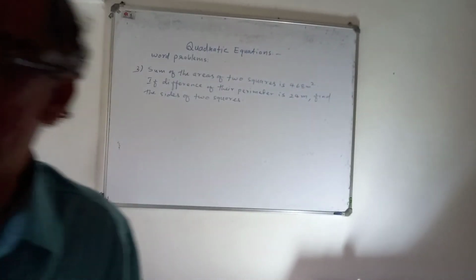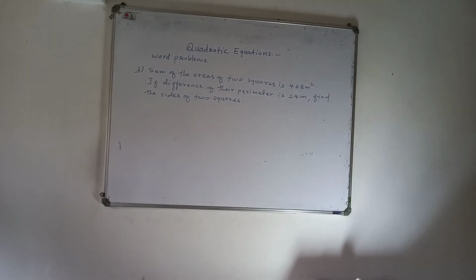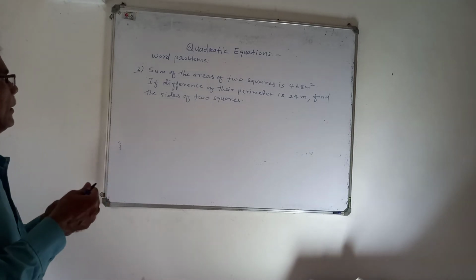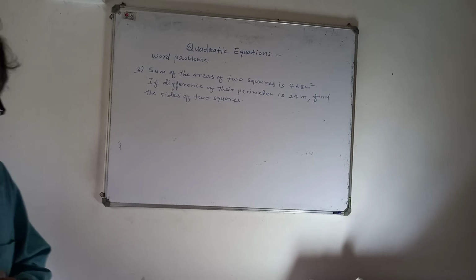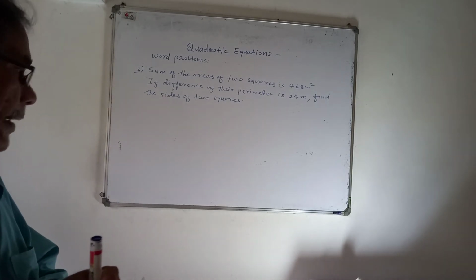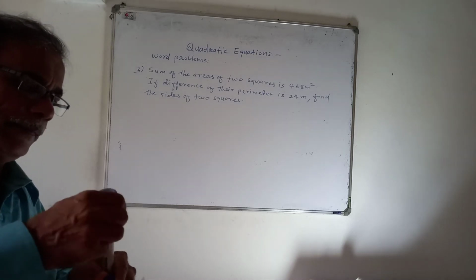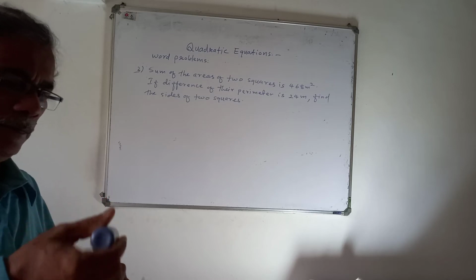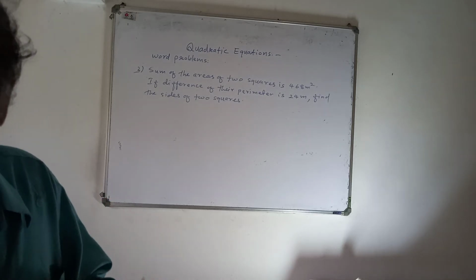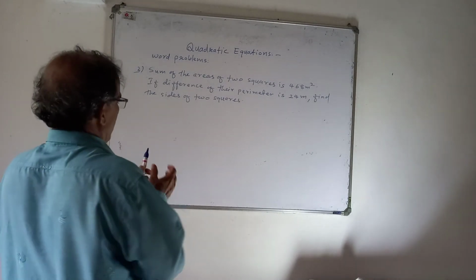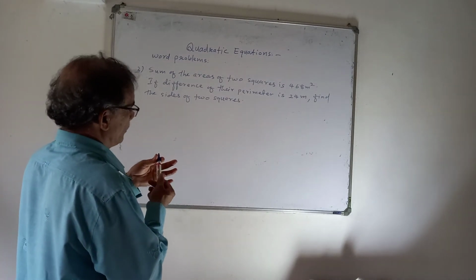Now see here, what is given? The sum of the areas of two squares is 468 meters square. If the difference of their perimeter is 24, then find the sides of two squares. Now see, find the sides of the two squares. We don't know the sides of the two squares.